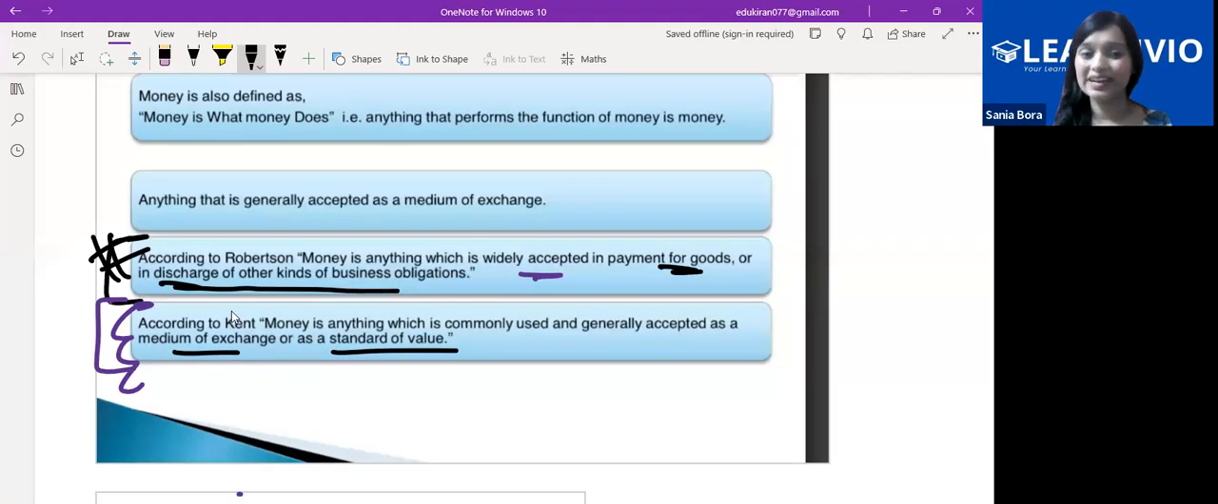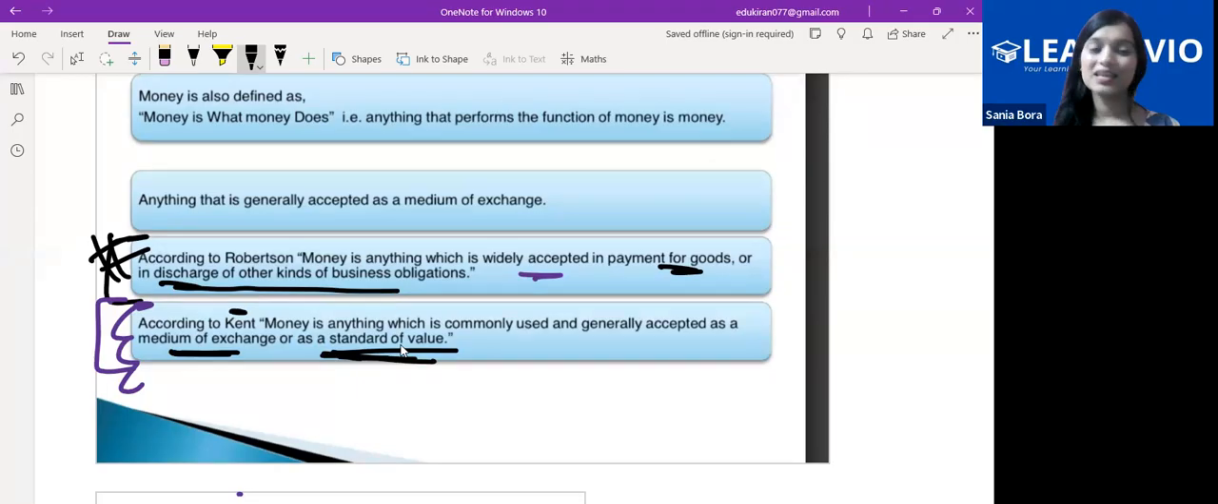Now there was one very smart economist. Who was that? He was Kent. You know that meaning of money? He took the words from there. And then he made the definition. What he said? Money is anything which is commonly used and generally accepted as medium of exchange. This word was there in the meaning? Yeah, it was there. Or as a standard of value. So he was very smart. Out of 4, he took 2 points and made his own definition.